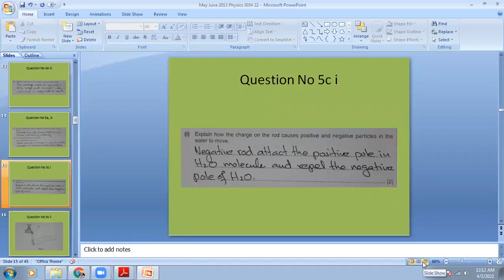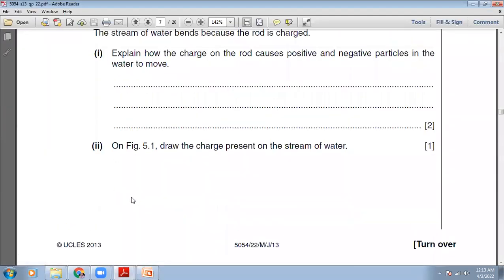The water molecule has a covalent bond; it does not have full poles. But because the shared pair spends most of the time with the oxygen, the oxygen will be negative and the hydrogen will be positive. Okay.